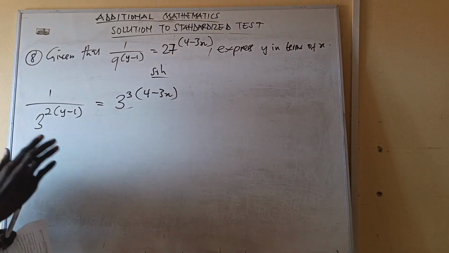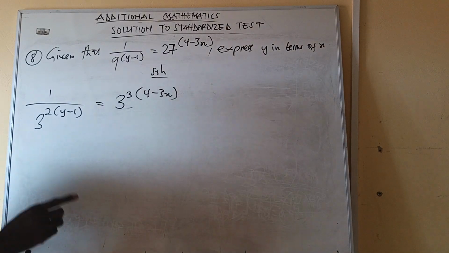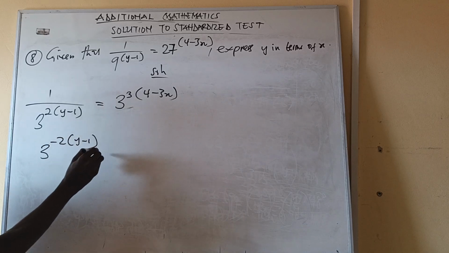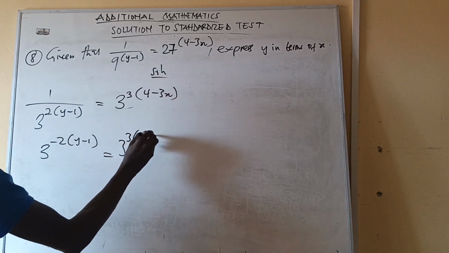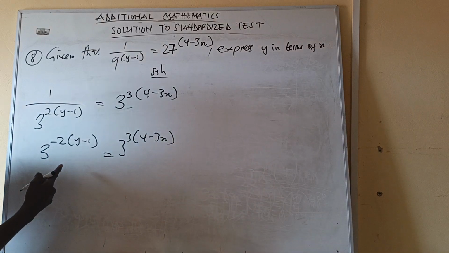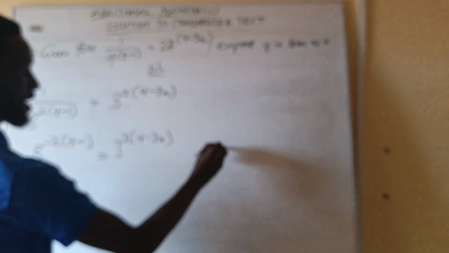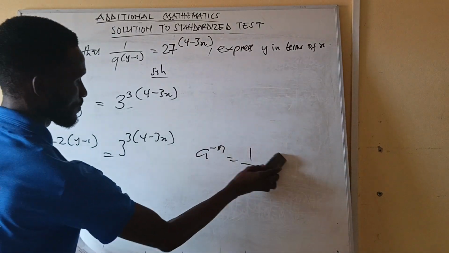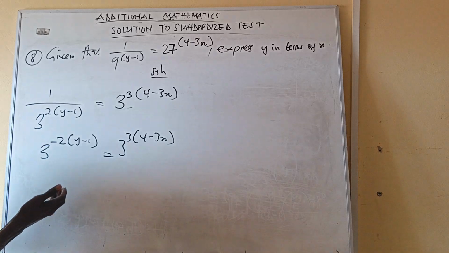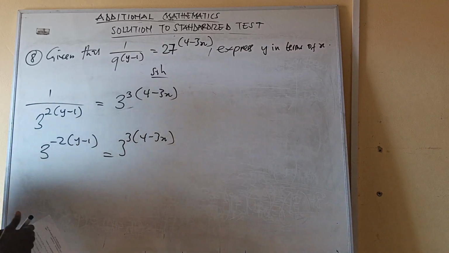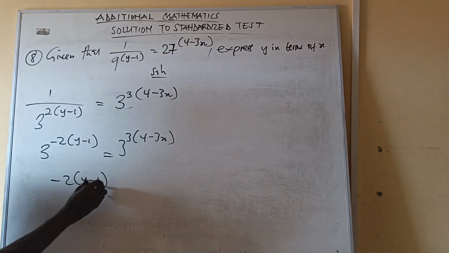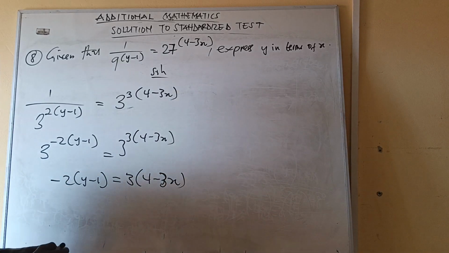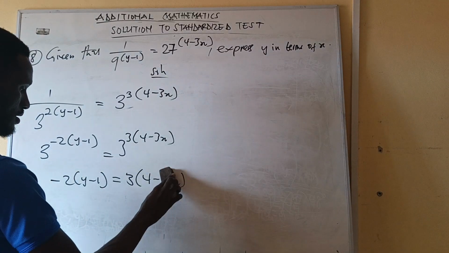Now this one I'm going straight away. By the inverse rule, this is the same as 3 exponent minus 2(y minus 1), equal to 3 exponent 3(4 minus 3x). This is when you apply the inverse rule: if you have exponent negative n, it is the same as 1 over exponent n. Don't forget. Since the bases are the same, the exponents are also the same. So we have minus 2(y minus 1) equal to 3(4 minus 3x), because the exponents are also the same.